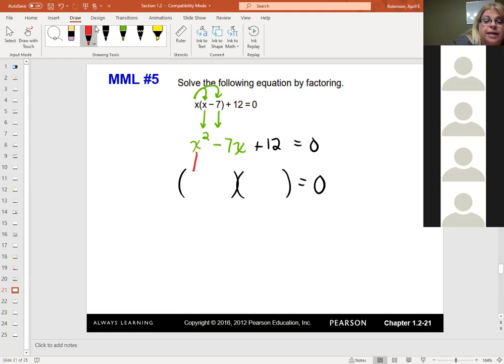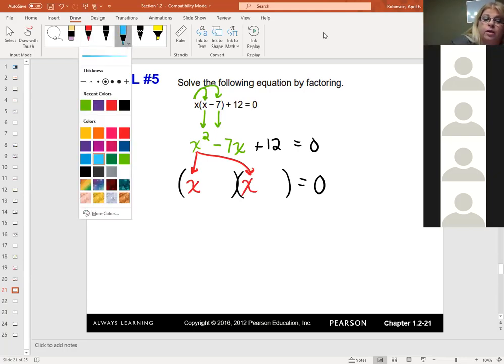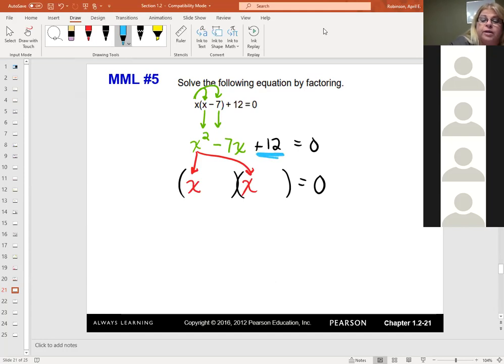My first term is an x squared, so x times x is the only choice. Then I have to go to the back half, which is this positive 12. And that's going to be last times last, but I've actually got several choices. It's either 1 times 12, 2 times 6, or 3 times 4. And you're looking for the pair that will add up to this negative 7 in the middle. So that's going to be negative 3 and negative 4.